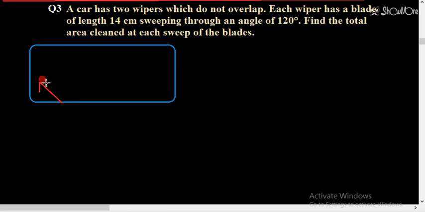This is the front end. You must have seen the wipers of a car. So it will move in this way. So this is the other end. So they are making an angle of 120, right? So these are 120. Don't worry, I will explain in that detail.